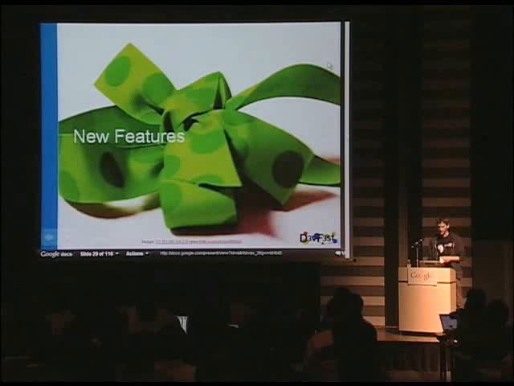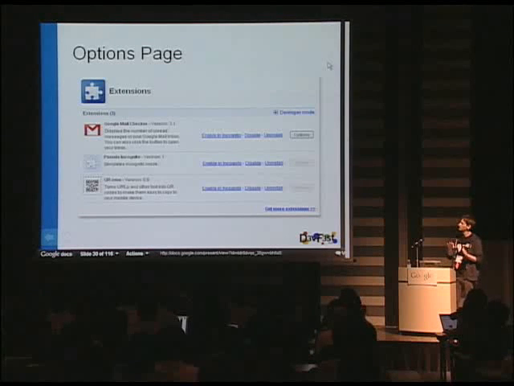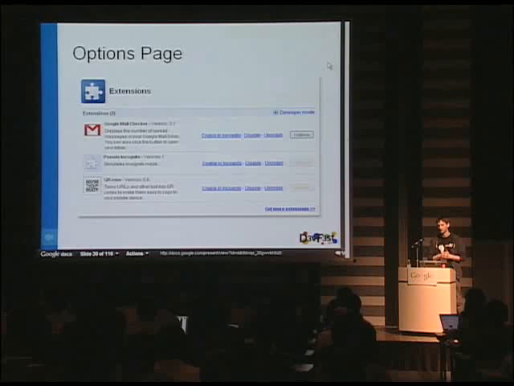So let's talk about some new features that are built into the extension system. First, I'm going to be talking about an options page. Options pages actually predate the launch of extensions in the stable build of Chrome, but we didn't get to talk about them in our last round of Chrome extension talks, so I want to mention this.